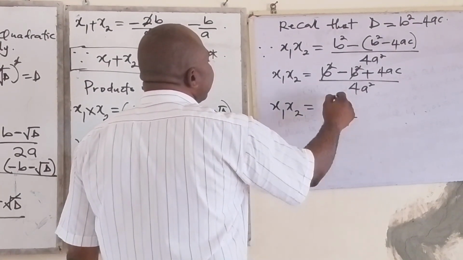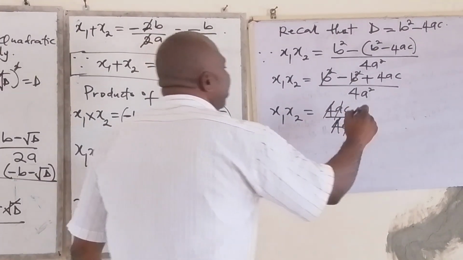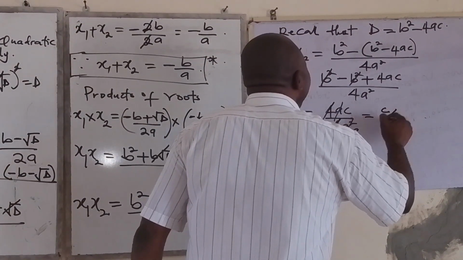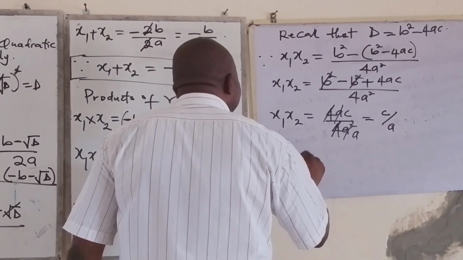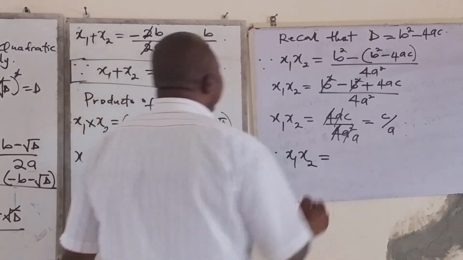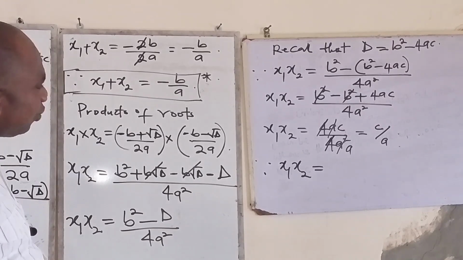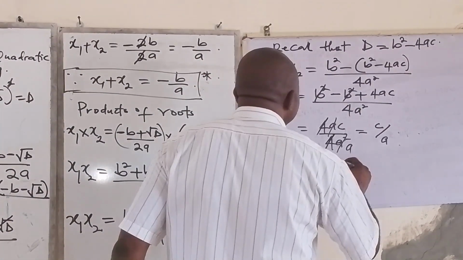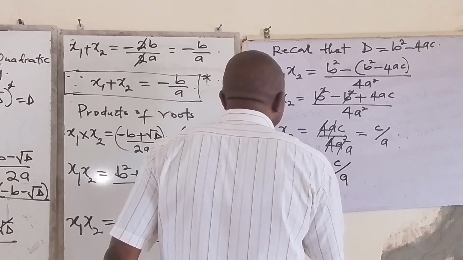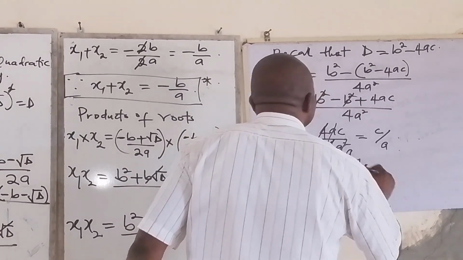Now this 4 will go with this 4, and this a will cancel one of this a. You'll be left with a here. So here we have c all over a. Therefore x1 x2, which is the product of the two values of x, or the product of roots of a quadratic equation, is equal to c all over a. Now, this is the product of roots.